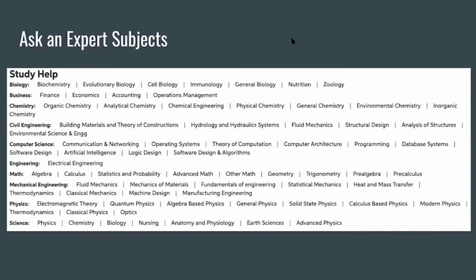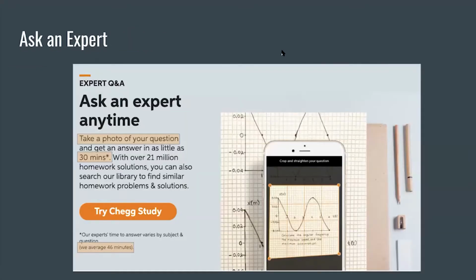So just to give you a sense of what they do, these are the Ask an Expert subjects that Chegg offers. You can see it's quite advanced. We're not just talking about high school level courses. It's quite advanced and it's all STEM related. So how Ask an Expert works: all the student has to do is take a picture of the question on their phone, and then it gets posted on Chegg, and then the experts go at it, right? You can get an answer in as little as 30 minutes, but they average 46 minutes.